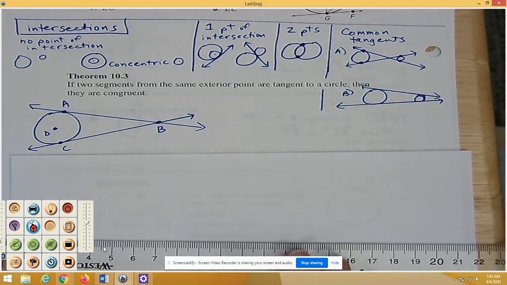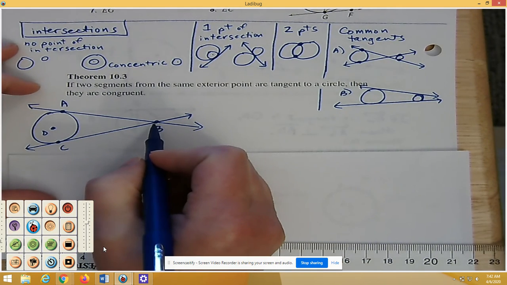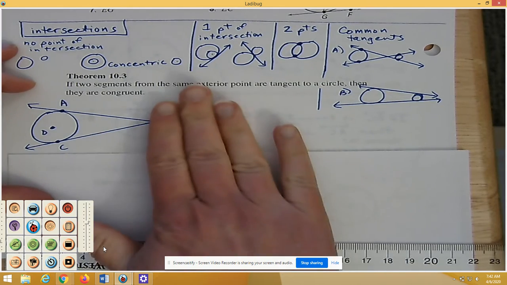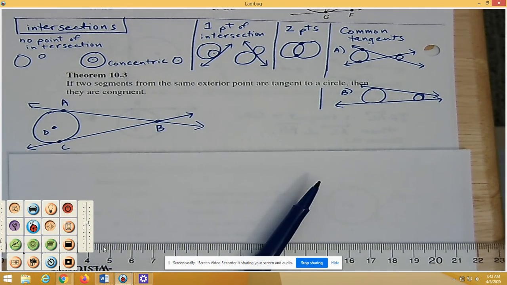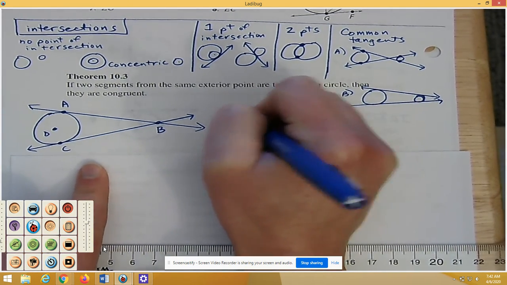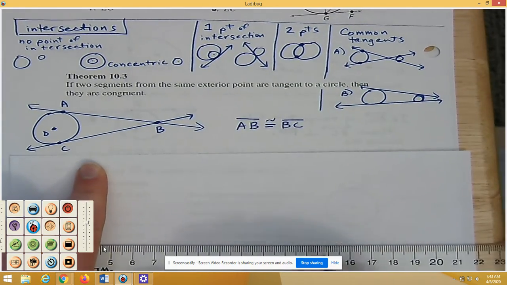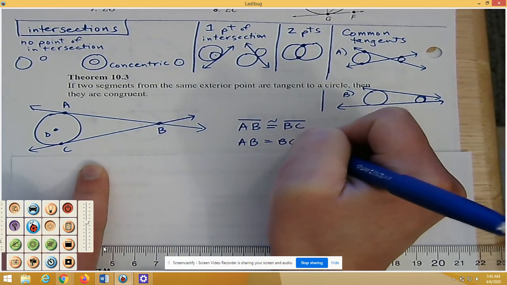And all this is saying is if two segments from the same exterior point are tangent to the circle. So here's our exterior point. So point B is our exterior point, and these are segments. So you actually don't need to look at the line. We're just looking at those pieces of the tangent, so those segments on the tangent. What we now know is that segment AB is congruent to segment BC. Okay, which means the lengths are equal. So the length of AB equals the length of BC.